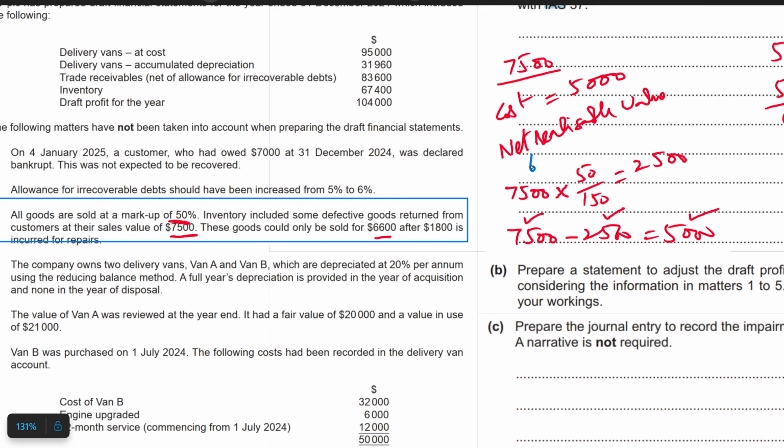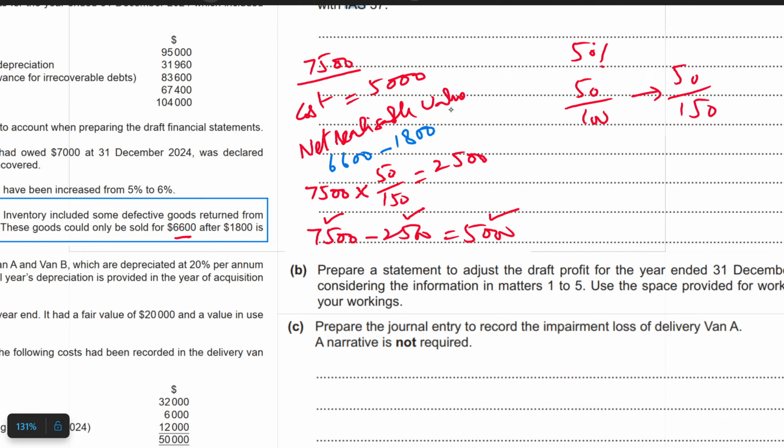So selling price is 6600. After deducting repairs cost, we will get NRV, net realizable value. So 6600 minus 1800 is equal to 4800. This is net realizable value. So students, cost is 5000, net realizable value is 4800, and the lower is 4800.